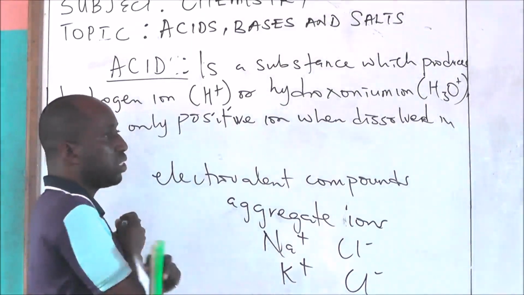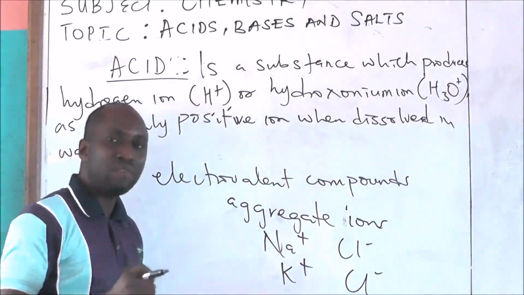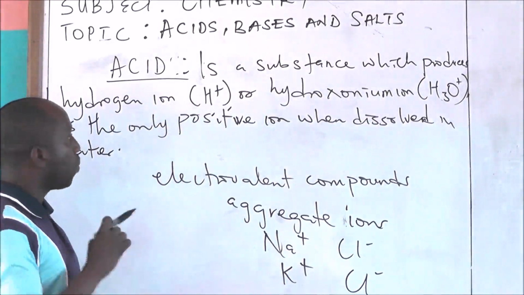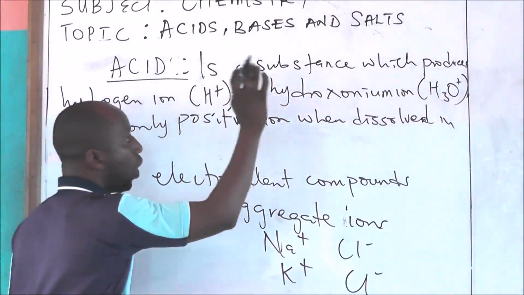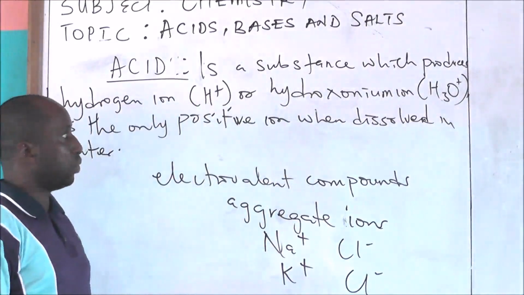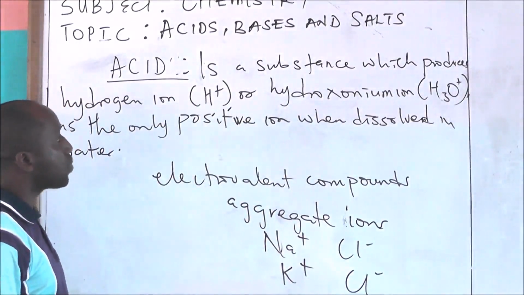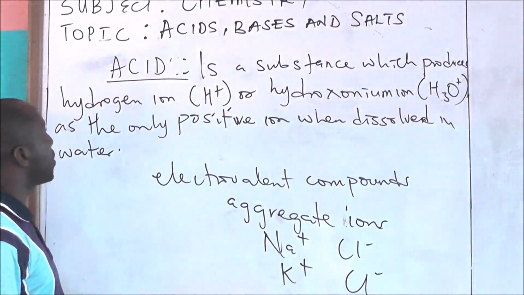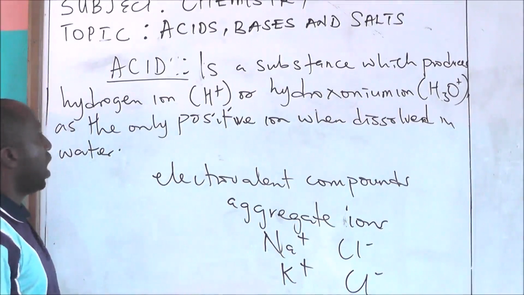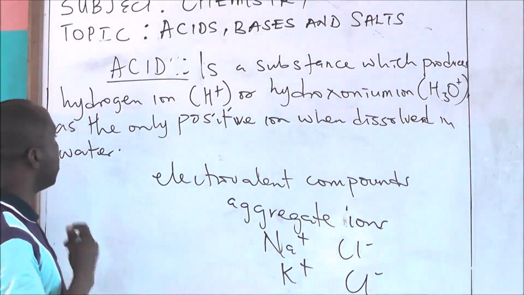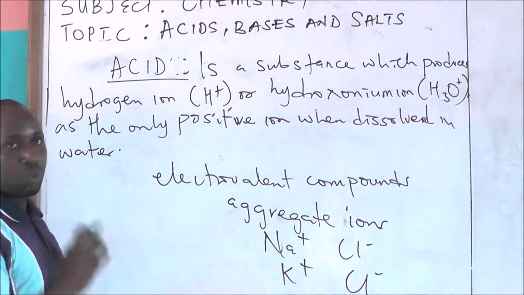But in the case of acid, whenever you dissolve them in water, what you have as a positive ion is hydrogen ion or hydronium ion. And that's why we define acid as a substance which produces hydrogen ion or hydronium ion as the only positive ion when dissolved in water.